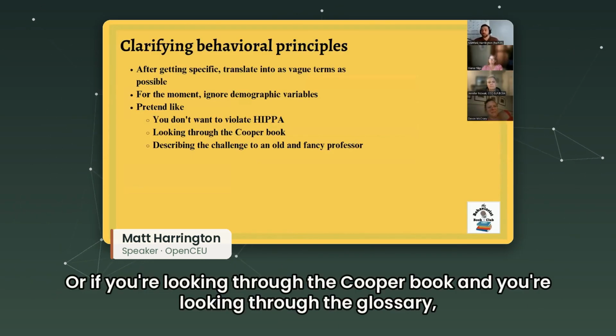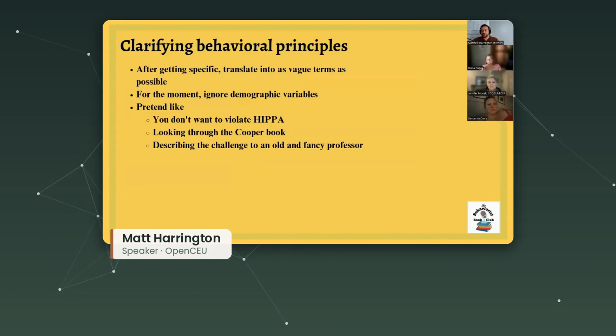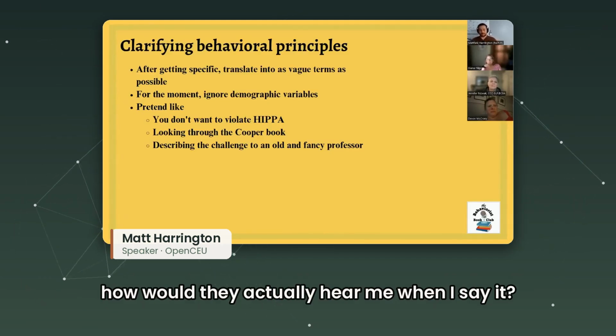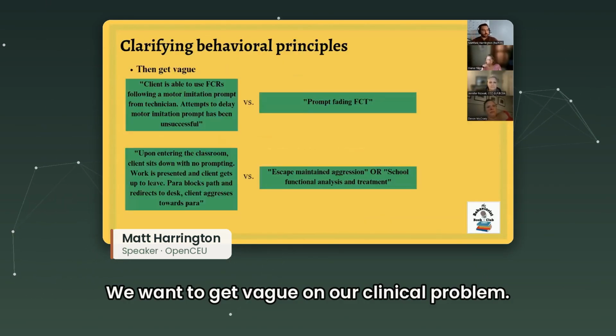Or if you're looking through the Cooper book and you're looking through the glossary, describing a challenge to an old and fancy professor. This is the metaphor I used to use in my early days: if I were to describe this challenge to this person, how would they actually hear me when I say it? We want to get vague on our clinical problem.